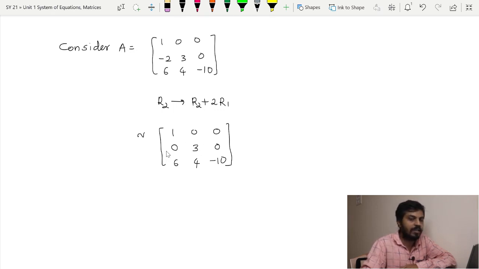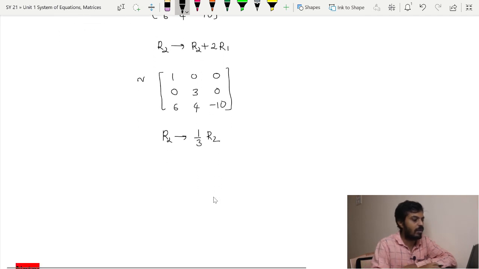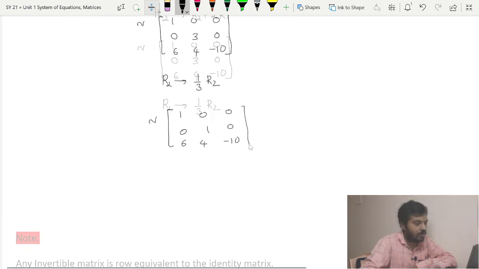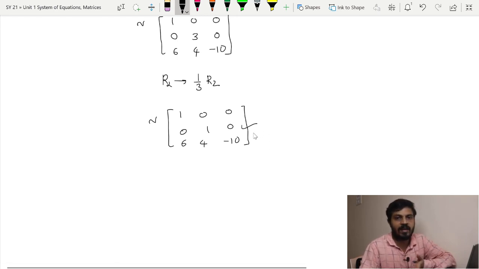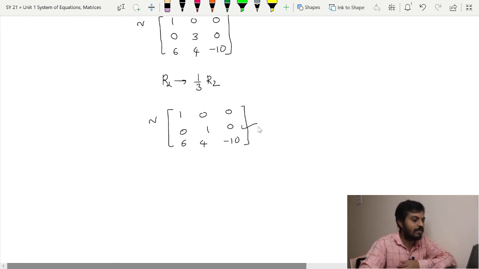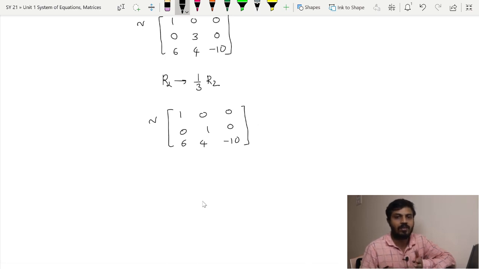So we will try to make it as 1, and the operation that we will need is 1 upon 3 R2. So that we will perform. So this will be equivalent to, now the second row of this matrix is the same as the second row of the identity matrix, but now the third rows are completely different.